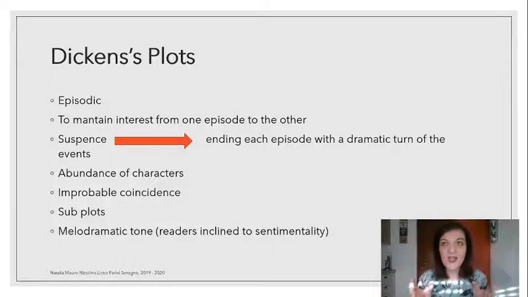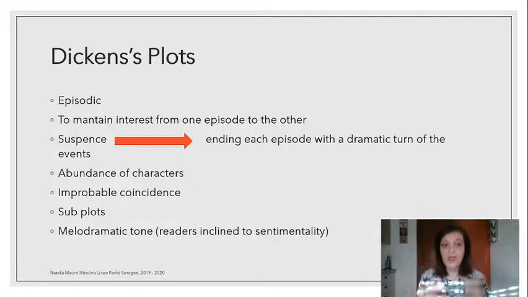Very strange, improbable coincidence. Then all of his novels are characterized by the presence of subplots. So there is the main story, the story of the most important character, the protagonist, and together with this story there are a lot of subplots, a lot of other stories that mix up.